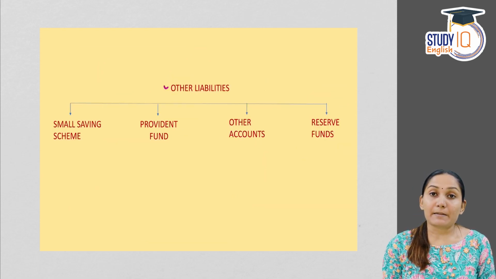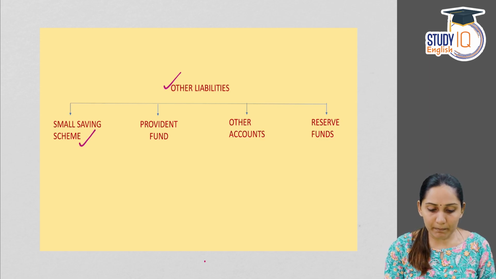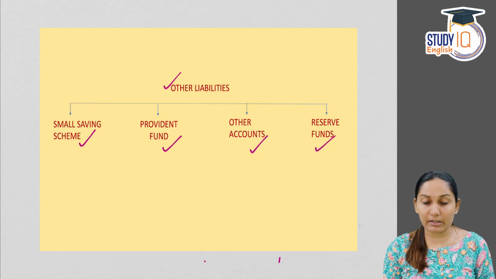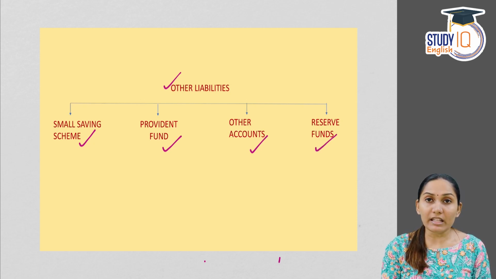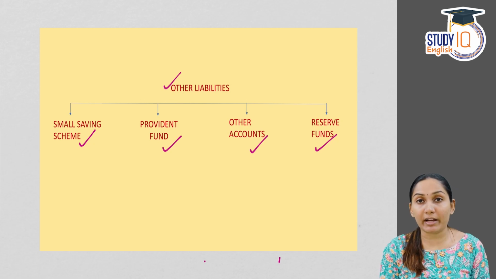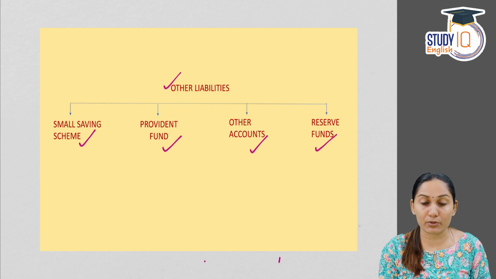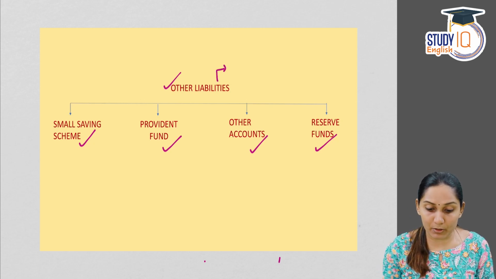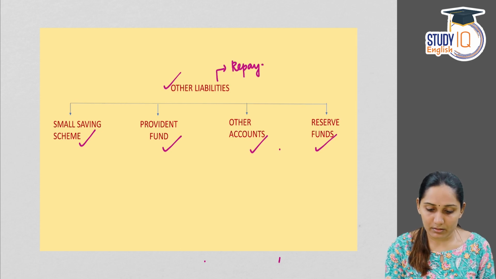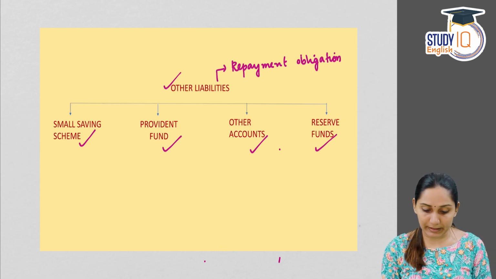Now other liabilities. What are the components of other liabilities? Small savings scheme, provident fund, other accounts, reserve fund. These are all components of other liabilities. These are also liabilities for the government. Why? Because there is a repayment obligation. These also need to be repaid. These are called liabilities because there is a repayment obligation from the side of the government. That's why they are liabilities.